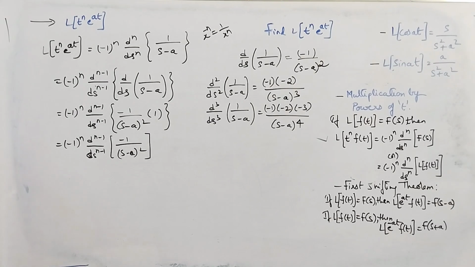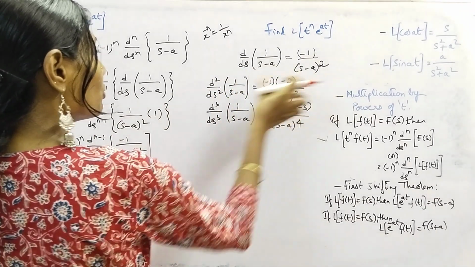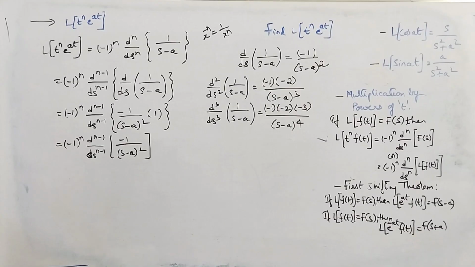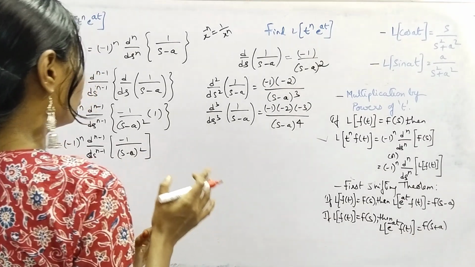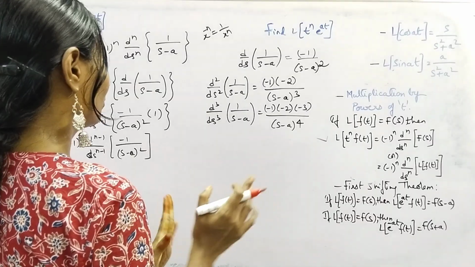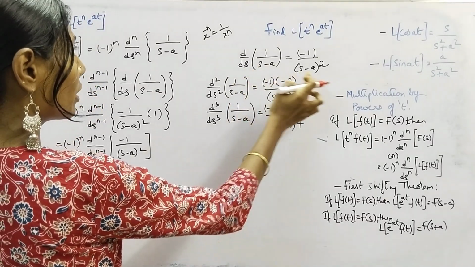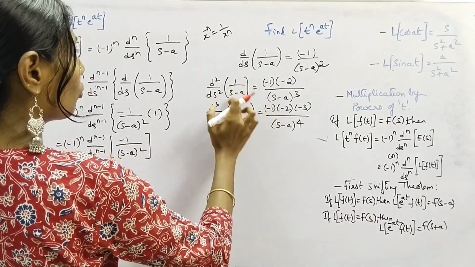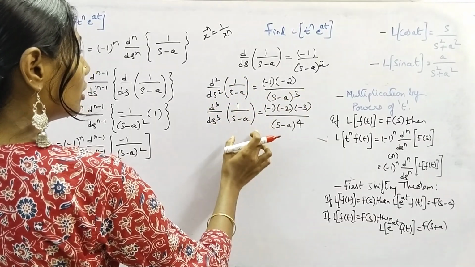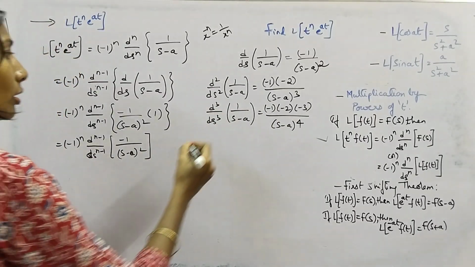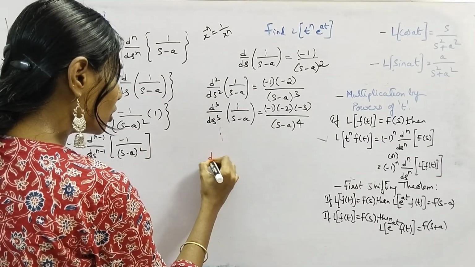Yes. So we have first derivative value, second derivative value, third derivative value. Derivative of what? 1 by s minus a. Okay, you have to be very clear. We are finding the derivative of 1 by s minus a. The first derivative of 1 by s minus a is this. The value of the second derivative of 1 by s minus a is this. The third derivative of 1 by s minus a is this, right? Let's write for the nth derivative.